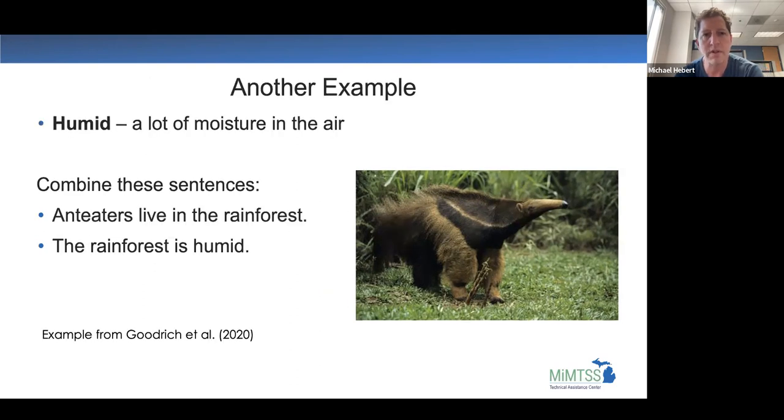Here's another example. Humid is a lot of moisture in the air. Combine these sentences. Anteaters live in the rainforest. The rainforest is humid. And we might combine these to say, anteaters live in the humid rainforest, right? So we're really teaching kids how to use adjectives in this case. How do you think this makes the task of writing easier for students? What are your thoughts?